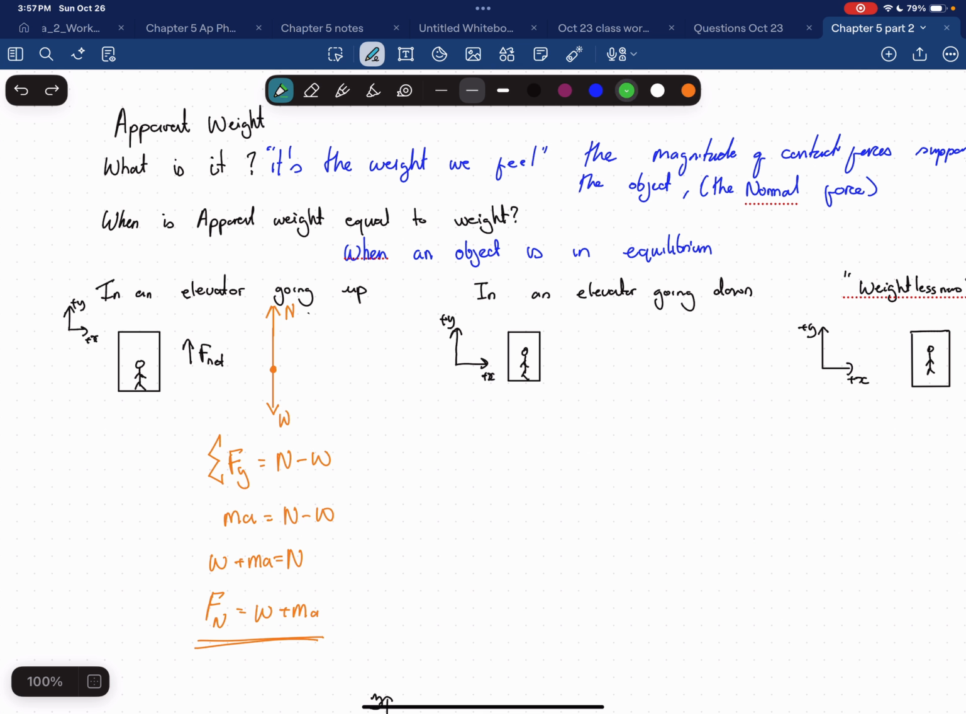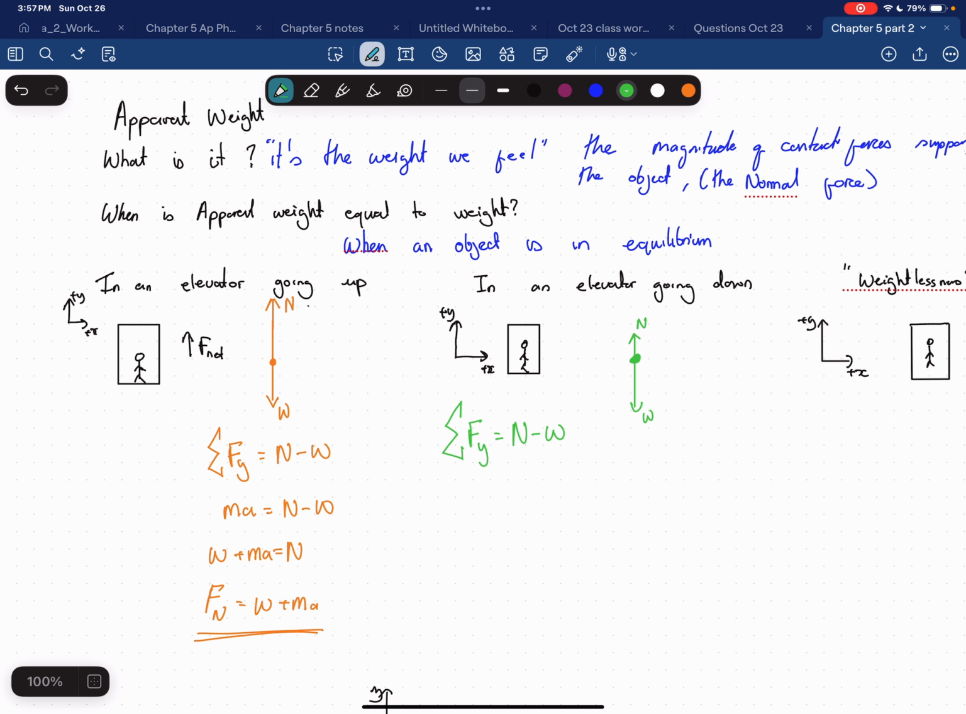If we're going down, same thing. I know I'm moving very fast, but we went through this in class. I just want to get to the other stuff so the video is not too long. Because I'm going down, I feel a bit less support from the surface, so my normal force is less than my weight. Am I accelerating? Yes, I am. The net force is down now.